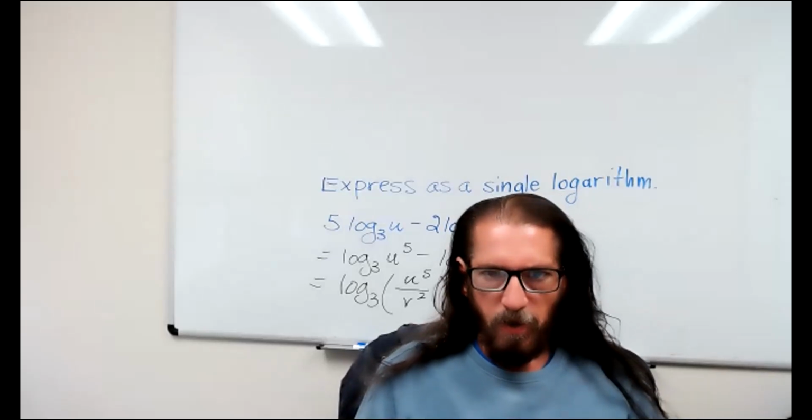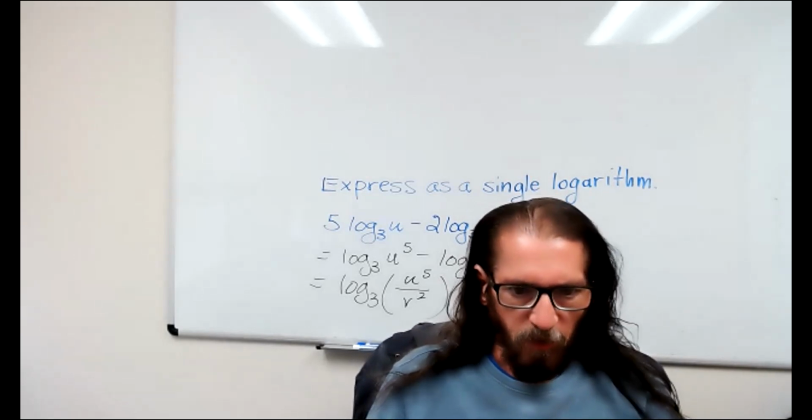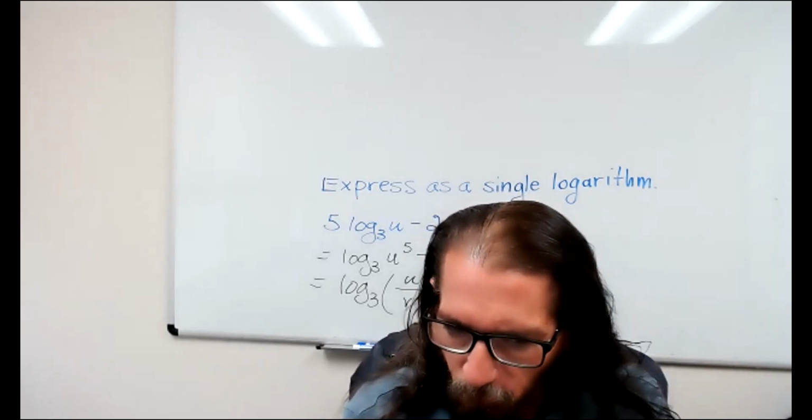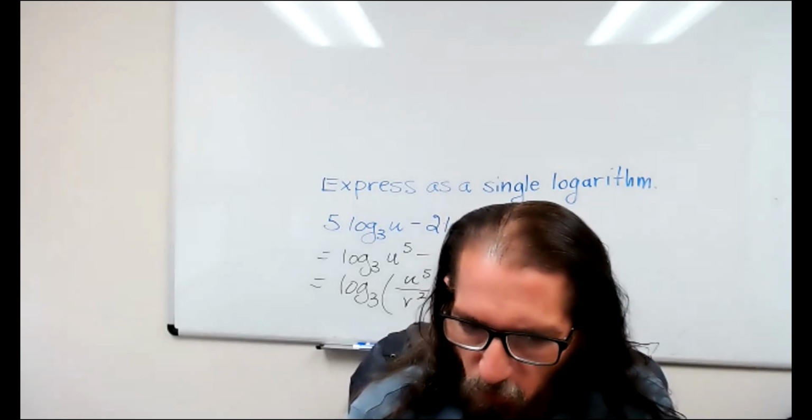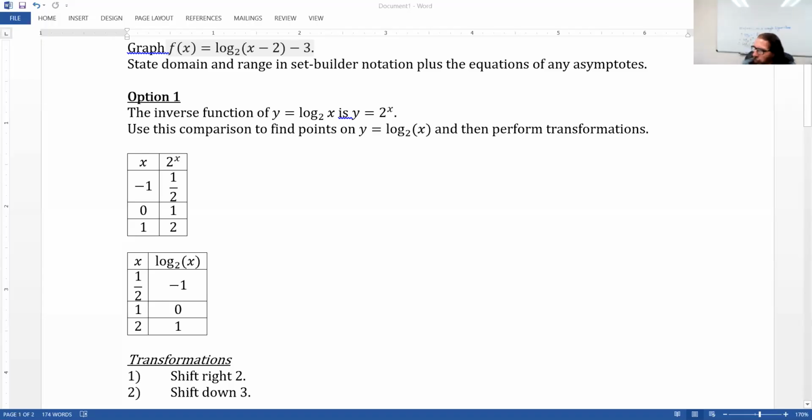All right, let's talk about graphing a logarithmic function using transformations. There are two options. The first, if we want to graph f of x equals the log of x minus 2 in base 2, and then minus 3 outside of the logarithm. We cannot combine the minus 2 and the minus 3, by the way.